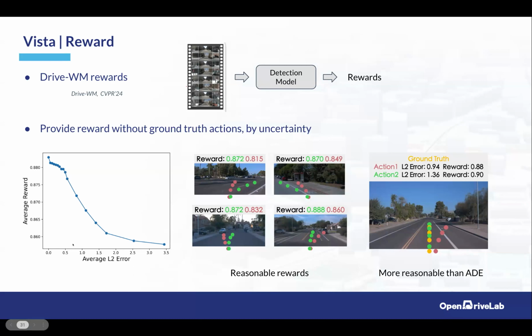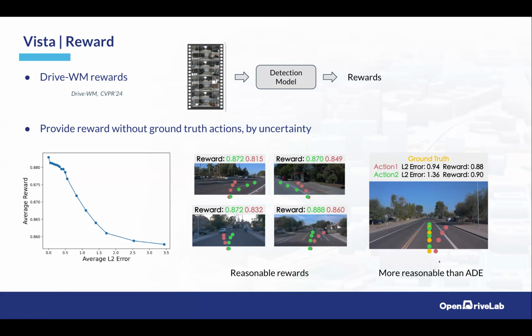Though L2 error is not ideal in open loop settings, conceptually you can see that lower L2 error corresponds to a higher reward. So it means that the reward indeed captures the conceptions about how to drive reasonably in complex driving scenarios. In this example, when we drive along the road, you can get a relatively higher reward.